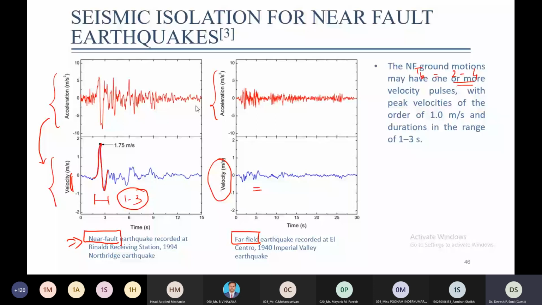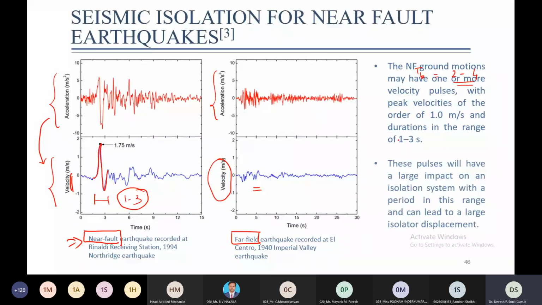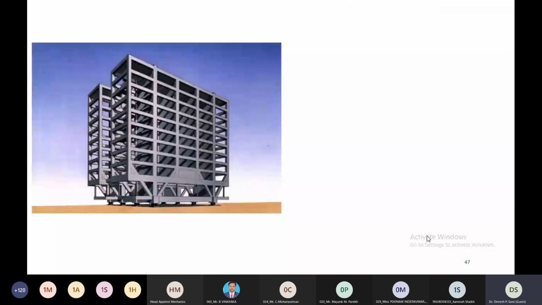Same thing is mentioned over here. These pulses will have a large impact on isolation systems with a period in this range and can lead to a large isolator displacement. So we need a large size of isolation system. In order to take care of this problem, in developed countries they are using the concept of transfer trusses. Here one figure is shown. This is superstructure, and this is isolation, and in between transfer truss girders are used. The role of transfer truss girder is to reduce the number of bearings.